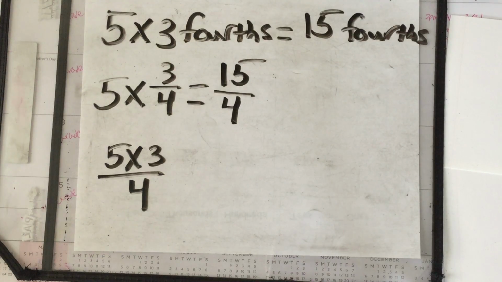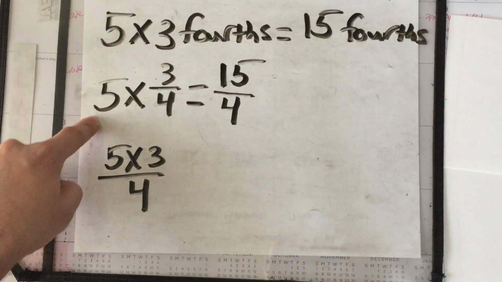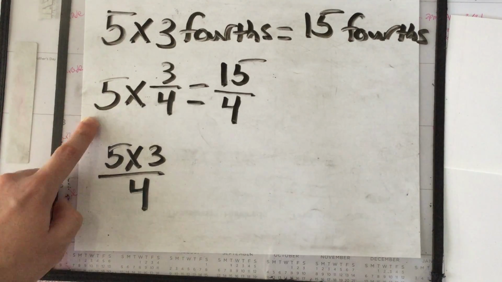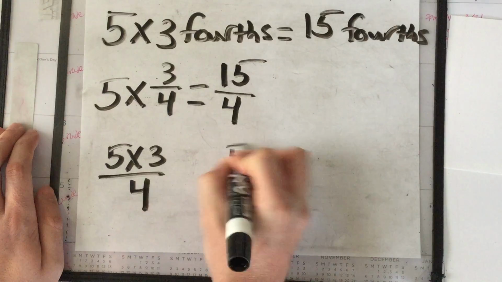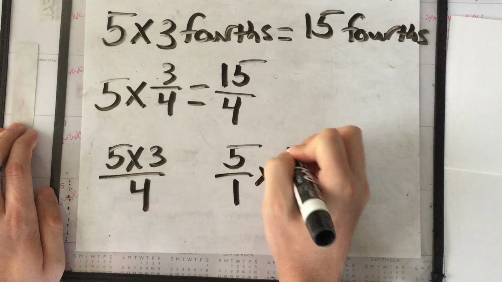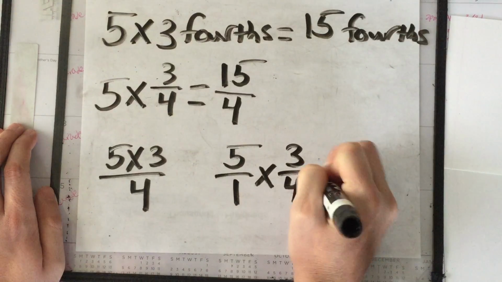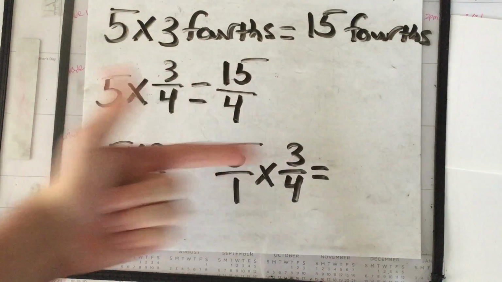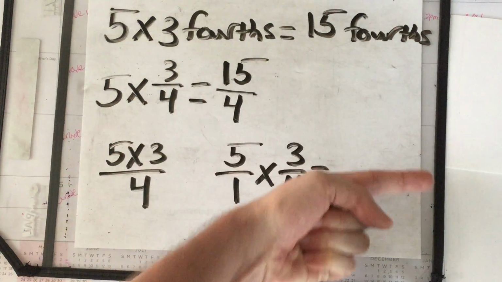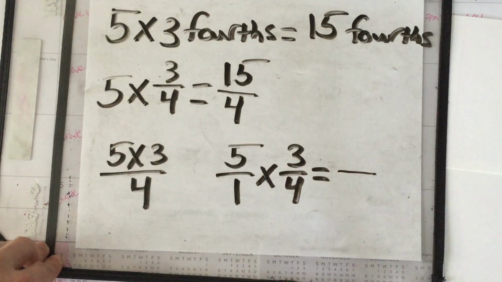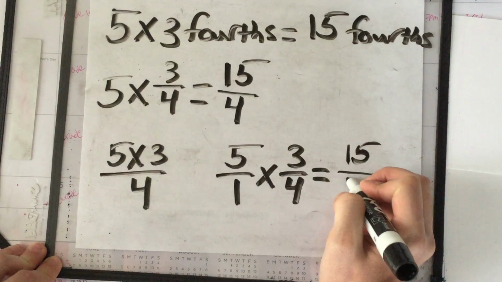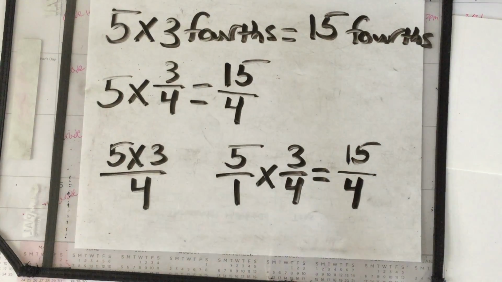If you watched my other videos, you already know this. You can turn any whole number into a fraction by putting it over the number 1. I can rewrite this number sentence like this. And when you're multiplying fractions like this, you just go across. You keep that line separating your top and bottom numbers. So let's see. 5 times 3 is 15. 1 times 4 is 4. Oh, we got the same answer again.